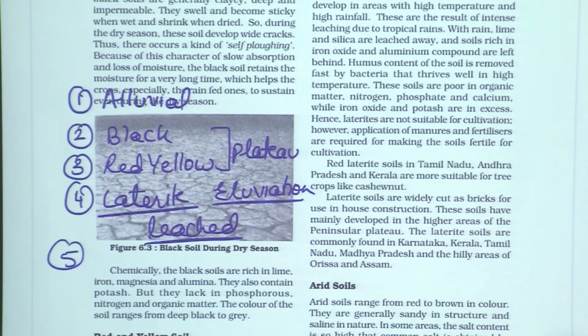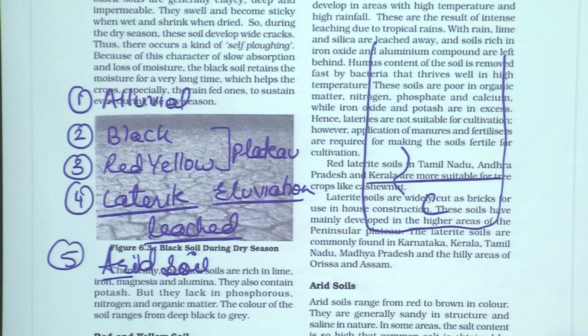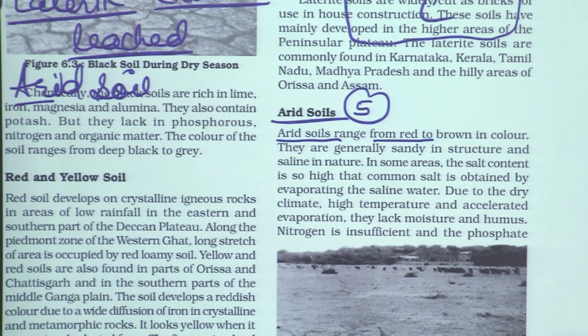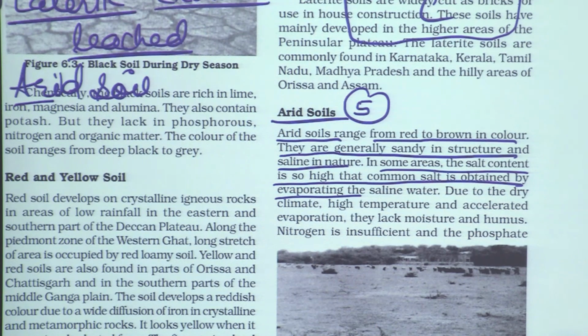Soil number 5 is coming our way now, and this is arid soil. Arid soil will go with what we have learned just a minute back. Attempt it. Genetic horizon C. Capillary action, because of the arid, dry climate. Arid soil ranges from red to brown in color. They are generally sandy in structure and saline in nature. In some areas, the salt content is so high that common salt is obtained by evaporating water.